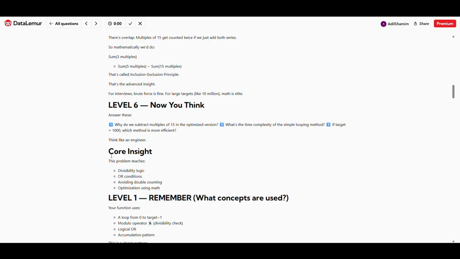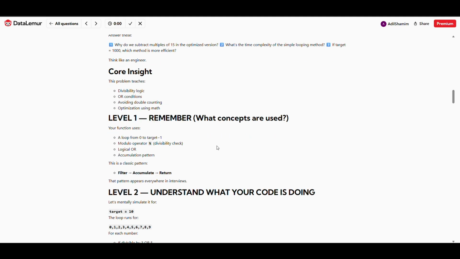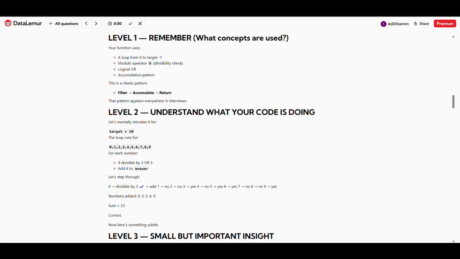Okay, let's try to solve it in code instead. This problem teaches dividing by logic or condition, avoiding duplicate conditions. You can learn this when you solve this problem. You understand the divisibility logic or condition, avoid duplicates, and optimize the math. Okay, now here is our coding part. What should we consider using? We use a function and a loop. We divide by that, as we have already told. The filter constant body, understand what we code and are doing.